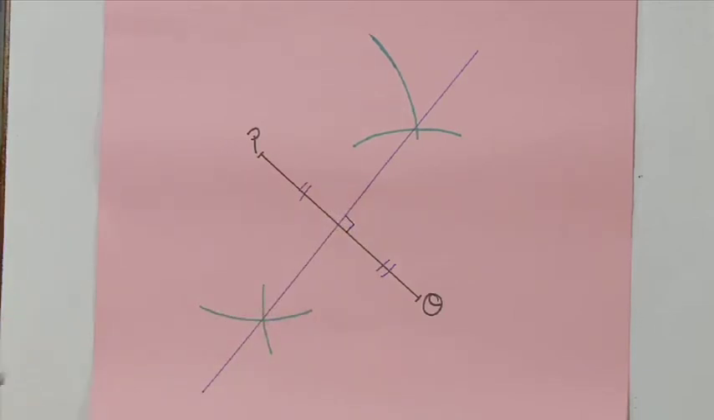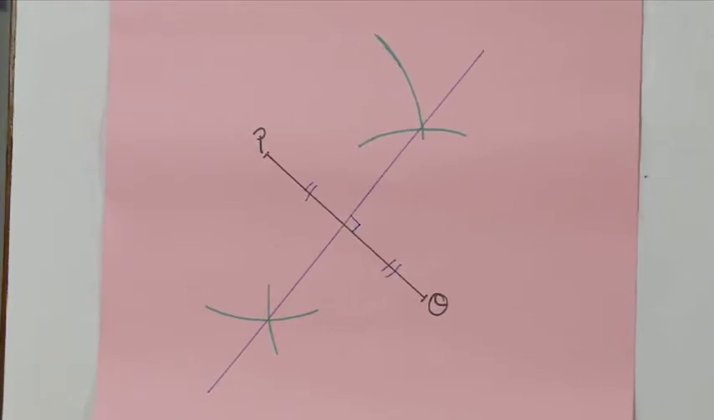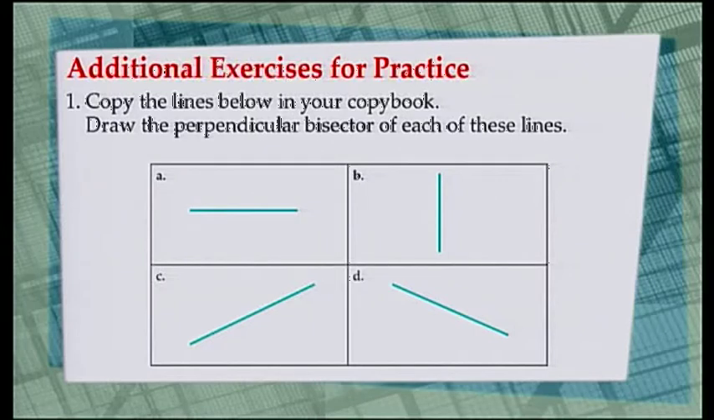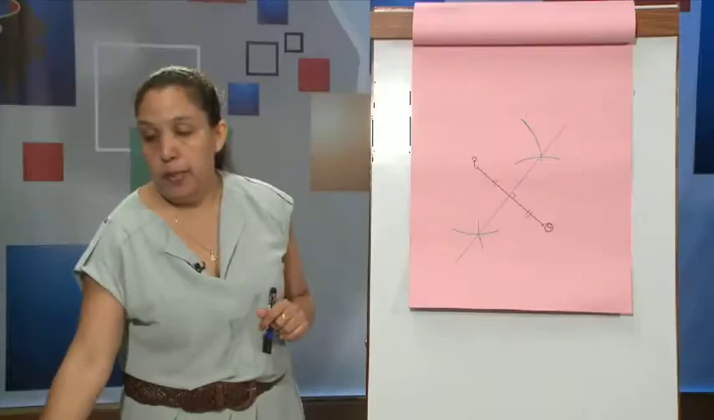Simple, right? Now, I've shown you how to do it. Up to you to do it now. So, now these are a few exercises for you to practice. You need to copy these lines in your copybook and then draw the perpendicular bisector of each of these lines. Okay, that's the first part.